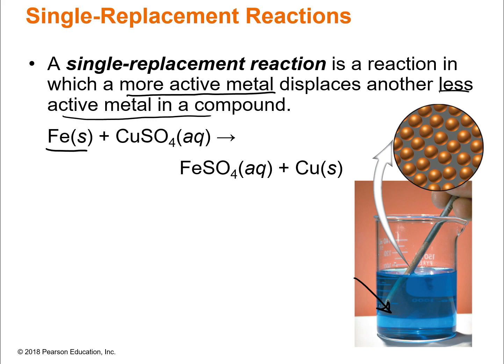When you add in iron, which is this rod here, iron is more active than copper. So it's going to replace the copper, and you're instead going to have iron 2 sulfate and copper solid. So you'll start to see copper flakes over time accumulate in the bottom of the beaker.